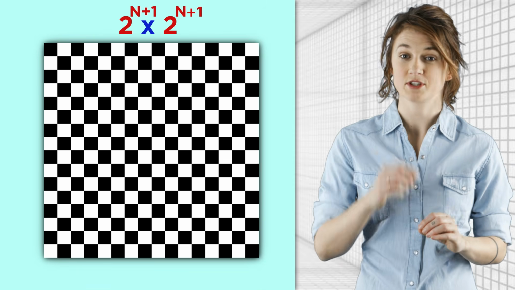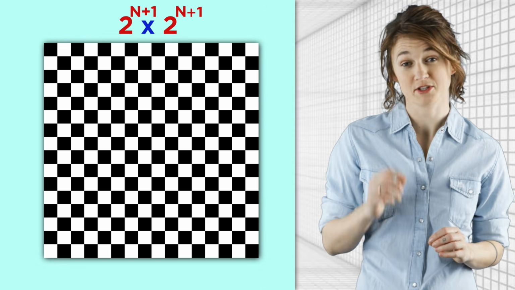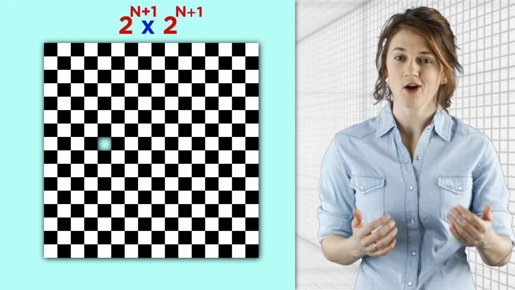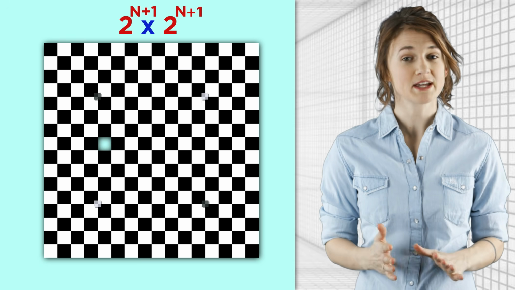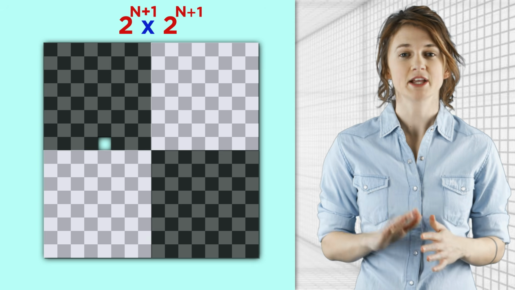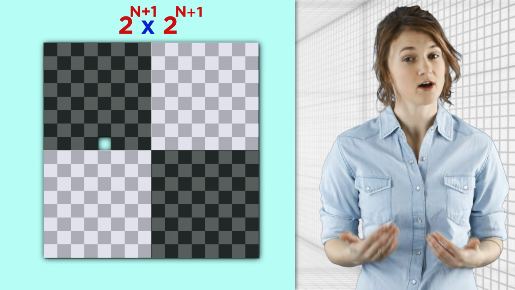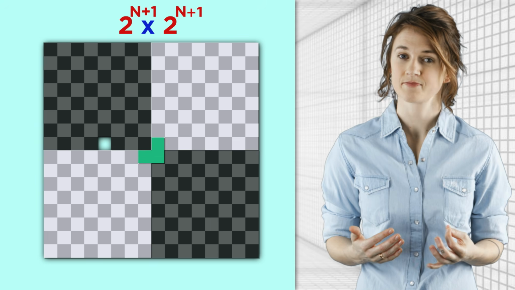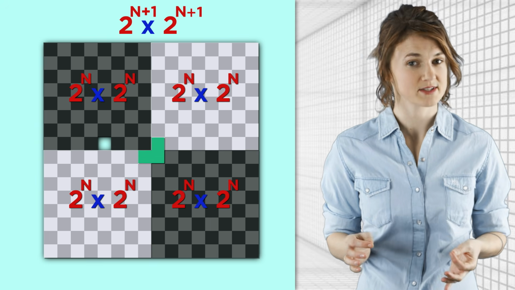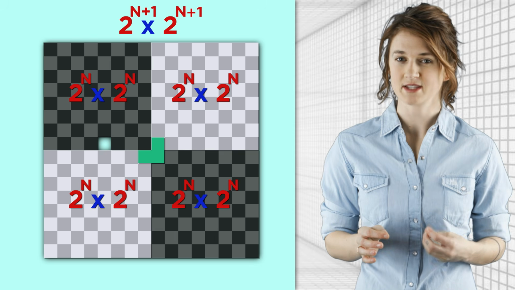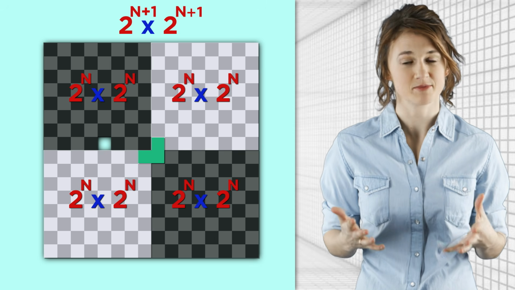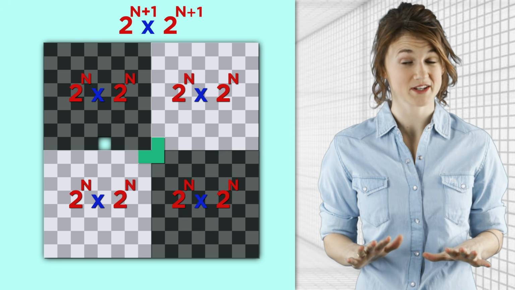Here's a 2 to the n plus 1 by 2 to the n plus 1 board with one square missing. Let's try to prove it also can be covered. Break it into 4 equal pieces. One has a missing square. Place an L-shaped tile over the other 3 like this. Now, you have 4 2 to the n by 2 to the n boards, each with one square missing. We already know all of them can be covered by L-shaped tiles, so our whole board can.